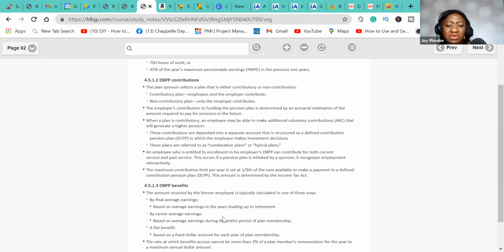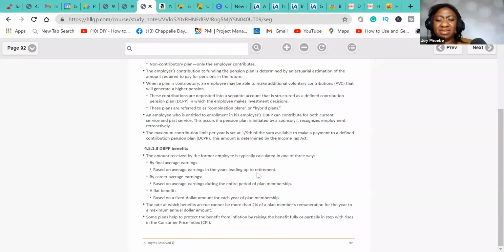Then defined benefit pension plan. What is the advantage of this? Well, the amount received by the former employee is typically calculated in one of three ways. Okay, by the final average earning, based on the average earning in the last year leading to retirement, or by the career average earning, based on the average earning during the entire period of plan membership. And also a flat benefit. All these are different ways that the benefits are being calculated.